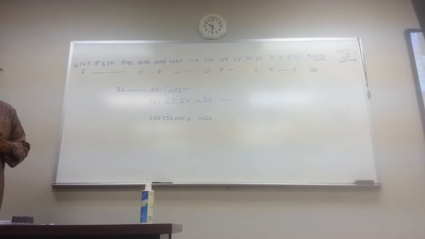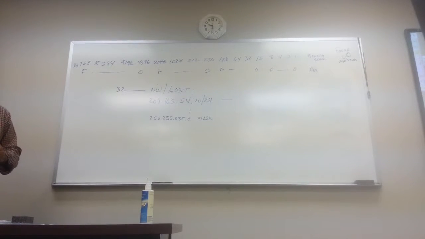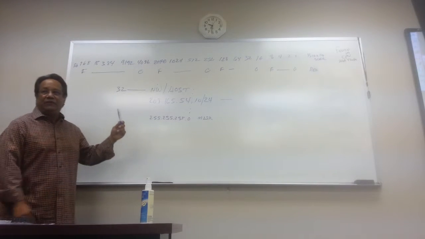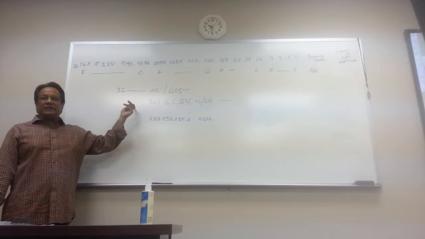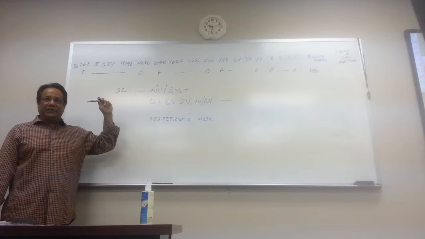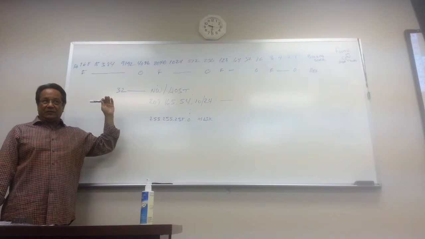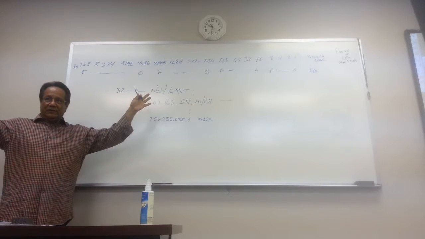So the 24 bits is for the network, and then 8 bits for the host. And again, this is default, meaning this network right here is not subnetted, because I'm just using a default 24 bits by 8 bits. That's standard.